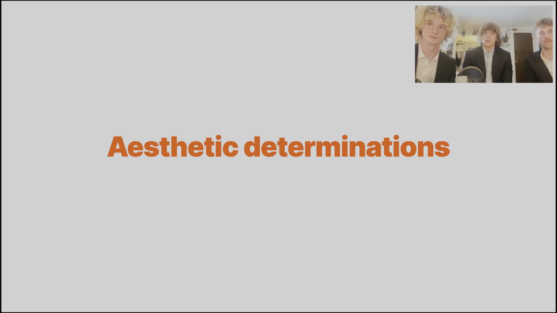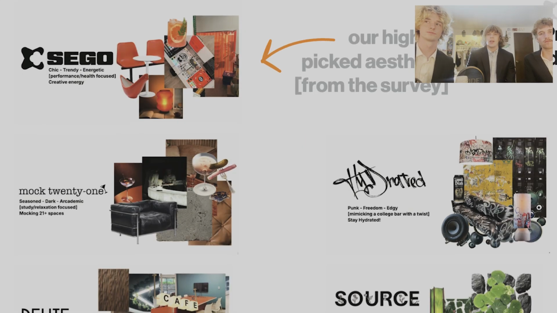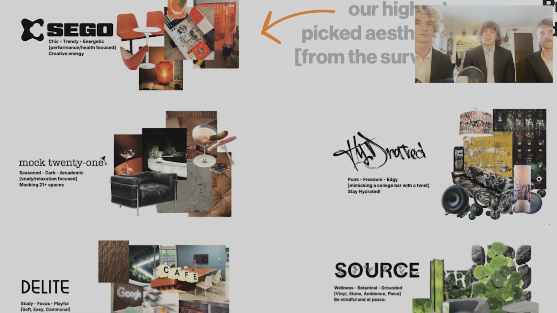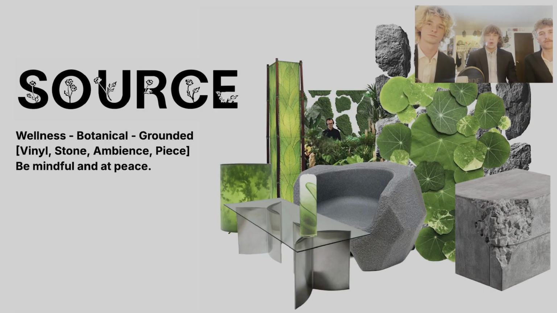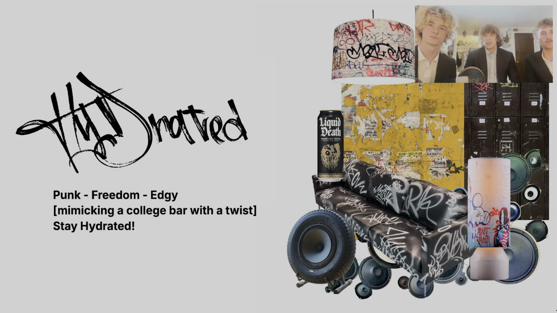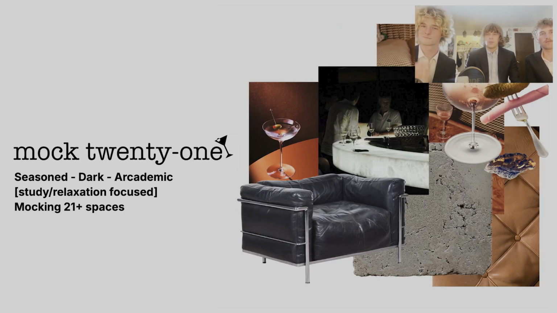First, we start with our aesthetic determinations. We had a range of different brand aesthetics and bar aesthetics that we surveyed to people. One of them was Source, more of a wellness, botanical type of feel, more in that health and wellness space. Next was Hydrated. It's more punky, more that college grungy vibe, lockers, graffiti, Pie Underground, all that. Next we have Mach 21, which is more of an upscale vibe, seasoned, dark type of space. The name Mach 21, mocking 21 and up places.